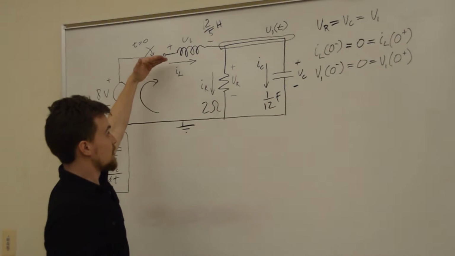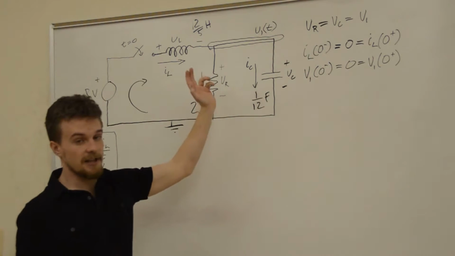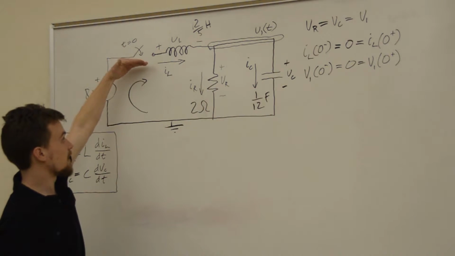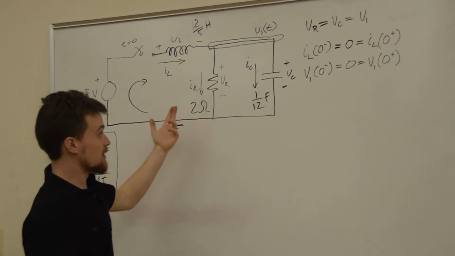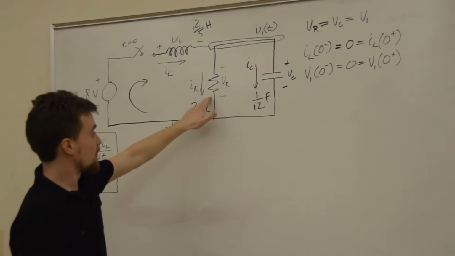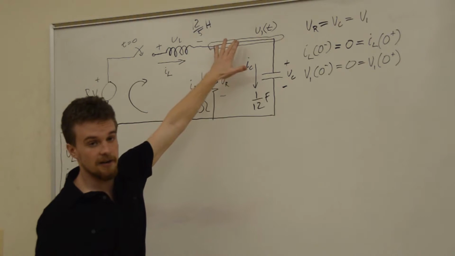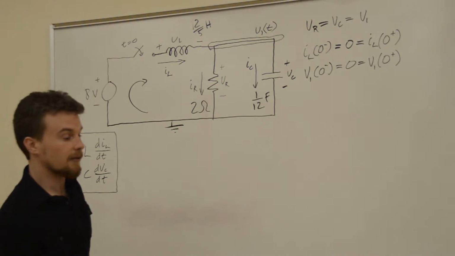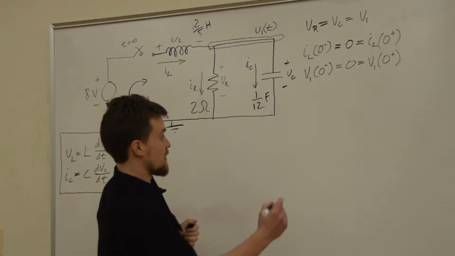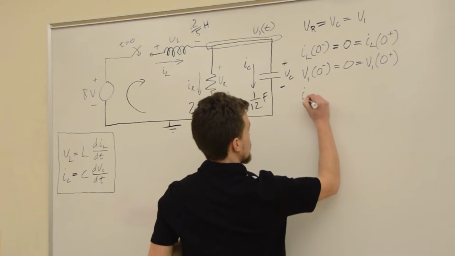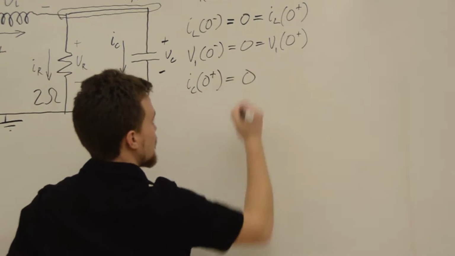So this switch closes, and we know that right after that switch closes, IL is equal to 0, right? Right after that closes, no current flows through here. So that also means no current can flow through that, and no current can flow through that. If there's no current coming into this node, no current can be flowing out, right? So that means that the initial value of IC at t equals 0 plus is equal to 0.